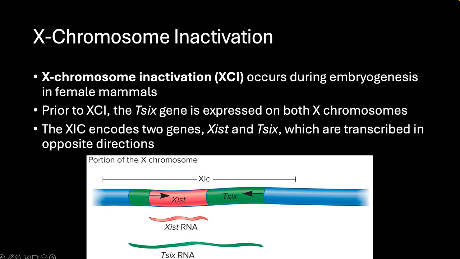The second example is X chromosome inactivation. In female mammals, one of the two X chromosomes they have is inactivated in each cell. Sometime during embryogenesis, one X chromosome in each cell present at the time is selected for inactivation. X inactivation is controlled by two genes, Tsix and XIST, found in the XIC region of the X chromosome. These two genes overlap, but are transcribed in opposite directions.